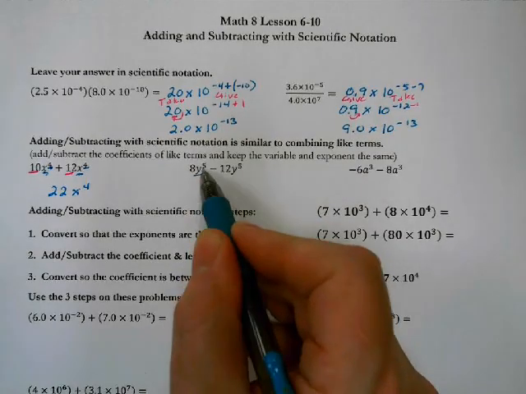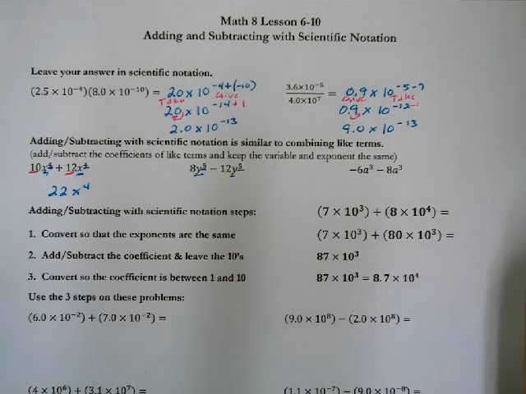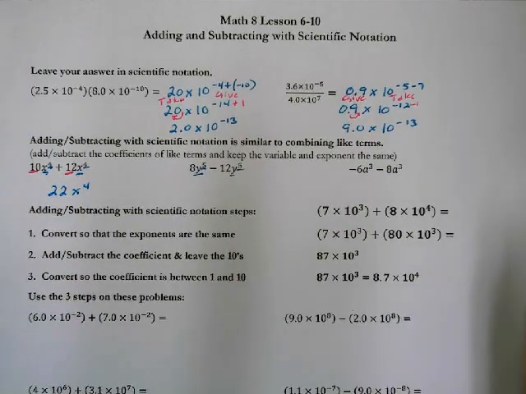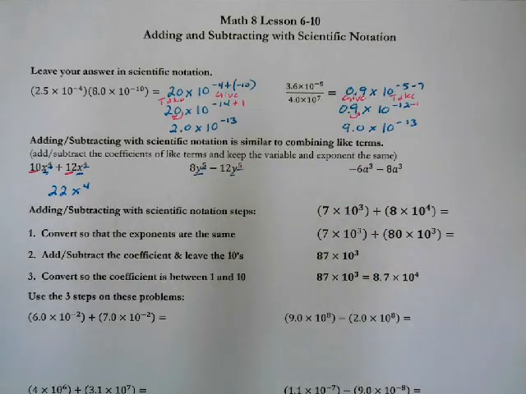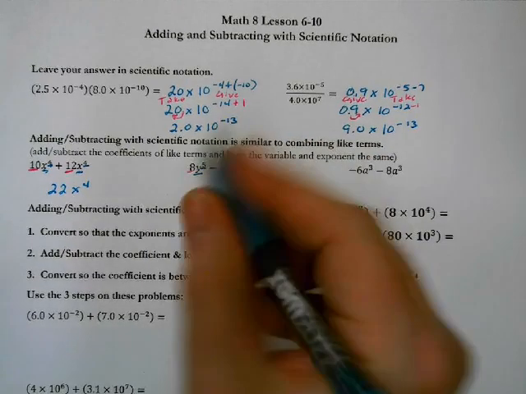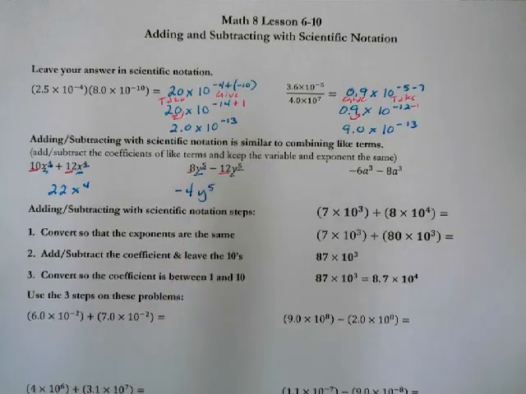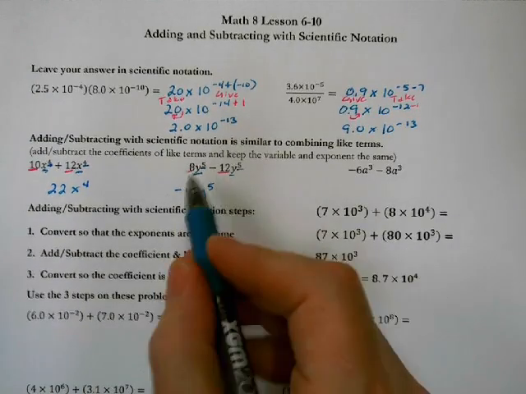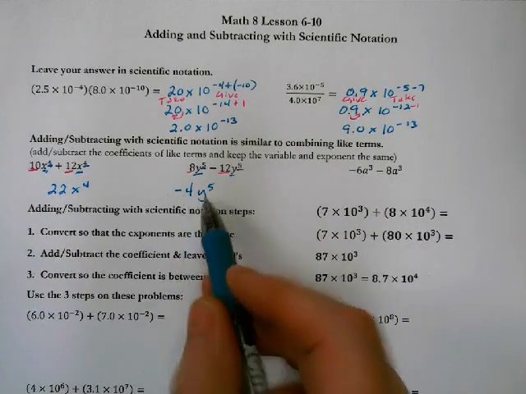So on this one, they are like terms. I've got a base of y, exponent of 5. Base of y, exponent of 5. Those are like terms because they have the same variable to the same power. And we're going to just look at our coefficients, 8 and -12. 8 minus 12 is -4, and then y to the 5th. So this has 8y to the 5th, and I take away 12y to the 5th. I'm left with -4y to the 5th.